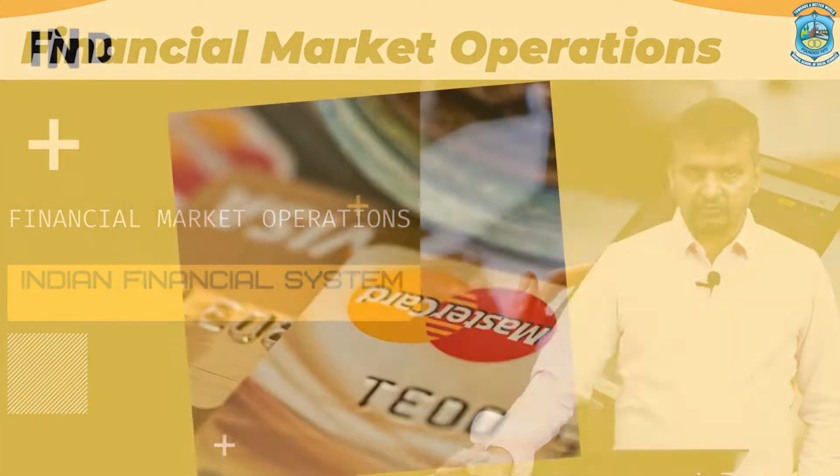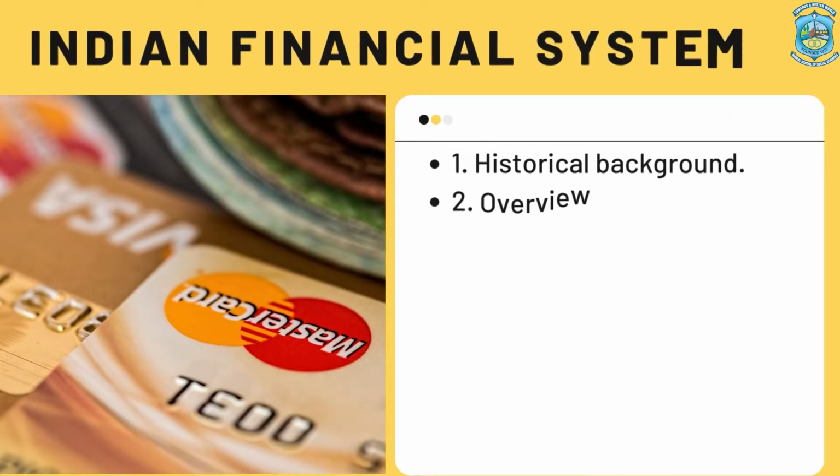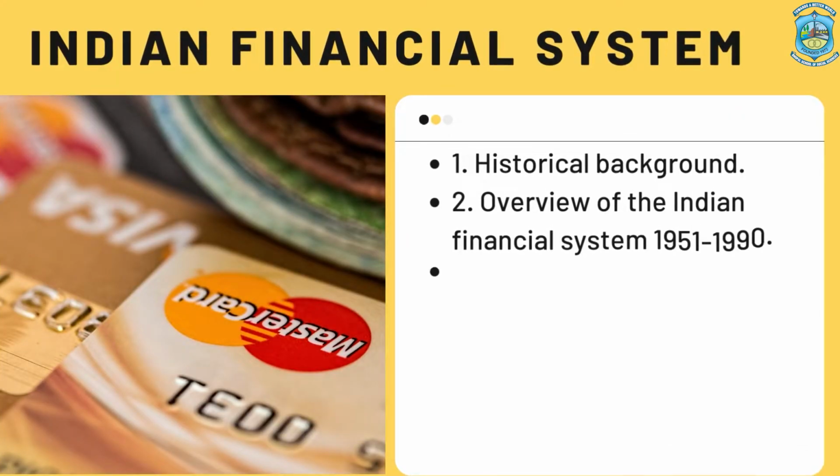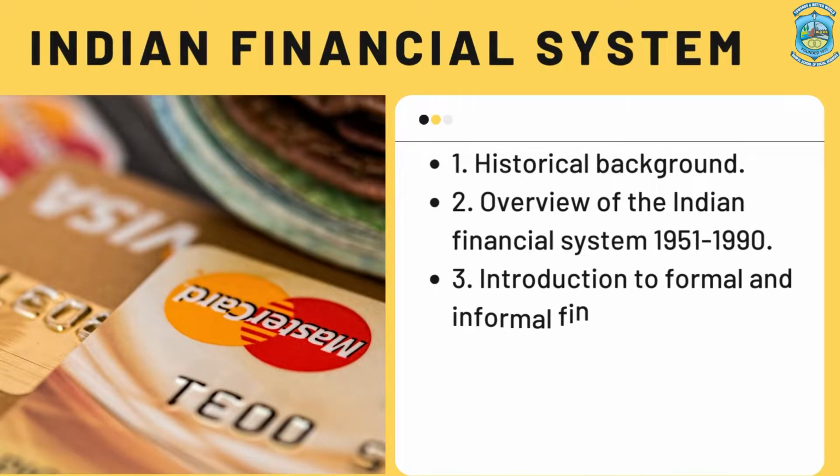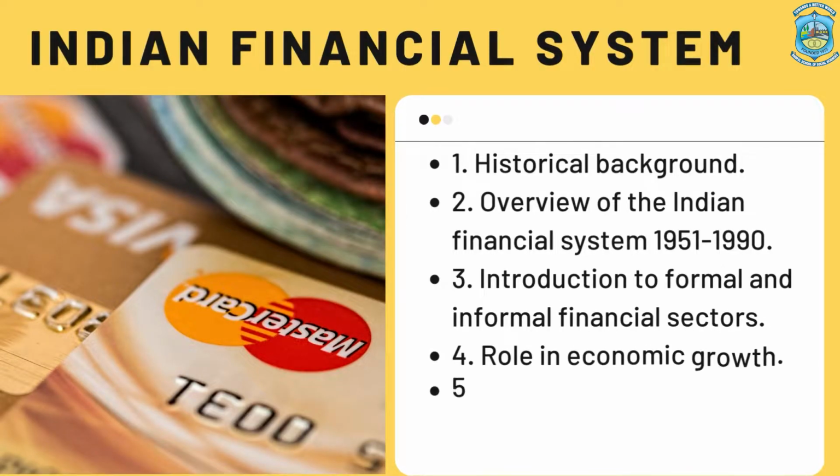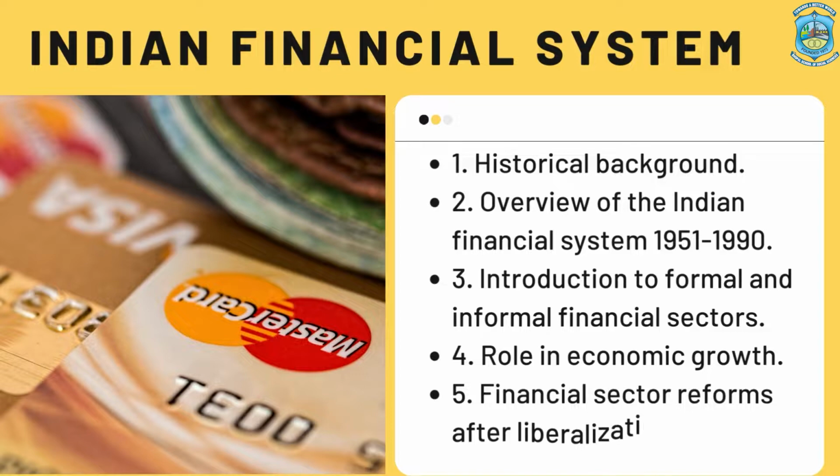Now, let us go through what we are going to study. We are going to take care of the historical background, then an overview of the Indian financial system, then formal and informal markets, the role in economic growth, and Indian financial sector reforms. This is Unit 1 of financial market operations.